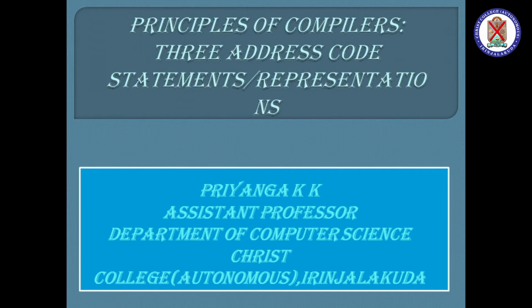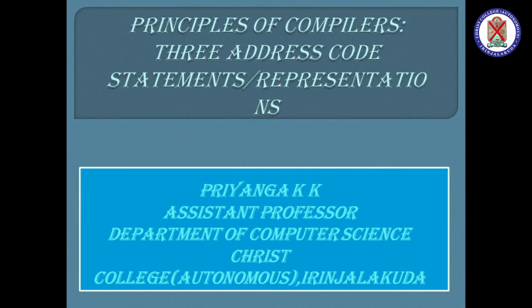We are moving with our lectures in Principles of Compilers about the topic Intermediate Code Generation. We have already discussed the three address instruction, what the components of that instruction are, but we have not specified how it is represented in a data structure. So now we are discussing three address representation.